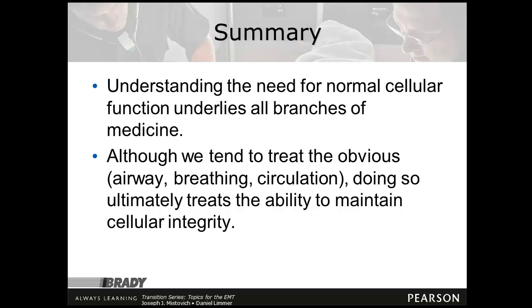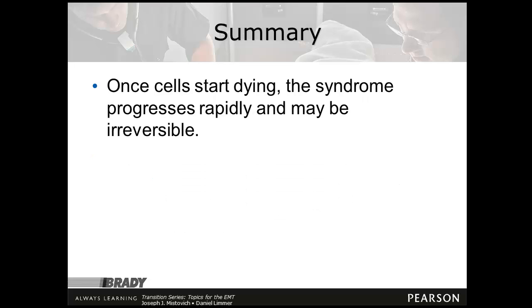We need to understand normal cellular metabolism to understand virtually every branch of medicine. We tend to treat the obvious macro level issues, but in doing so we're maintaining a constant healthy environment for the cells within our body, a state we refer to as homeostasis. If we fail to maintain homeostasis, cells may begin to die, and if large numbers of cells die, the process may be irreversible.